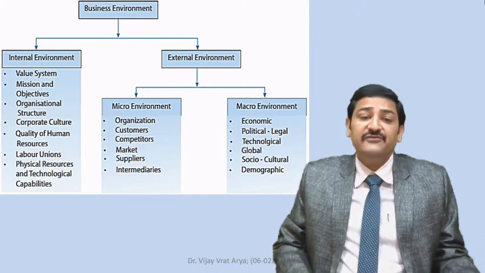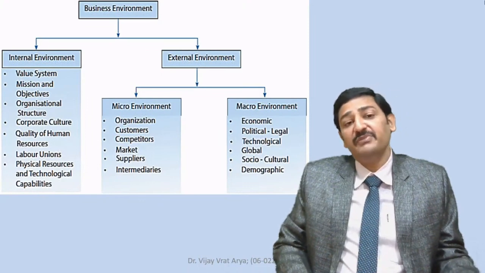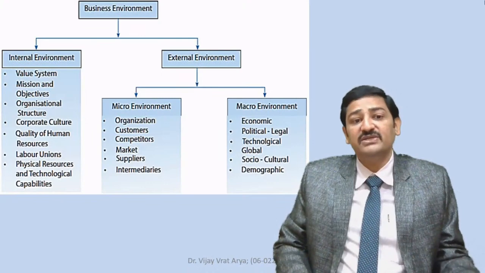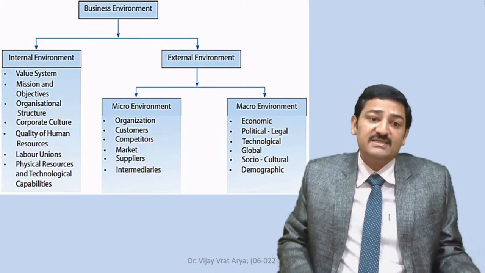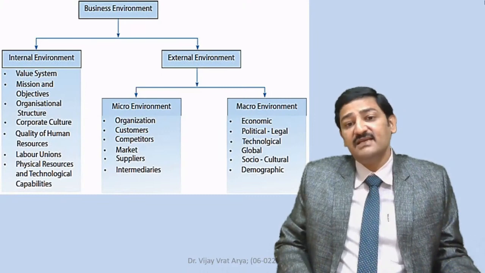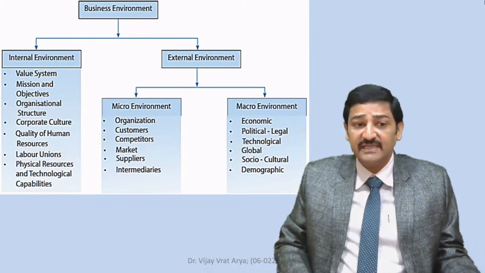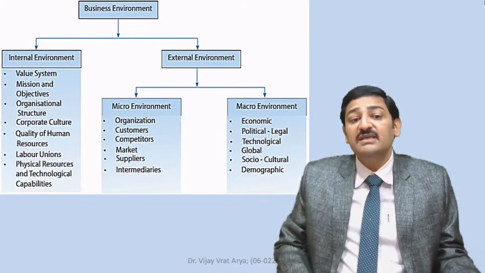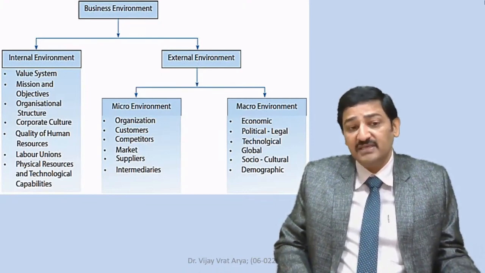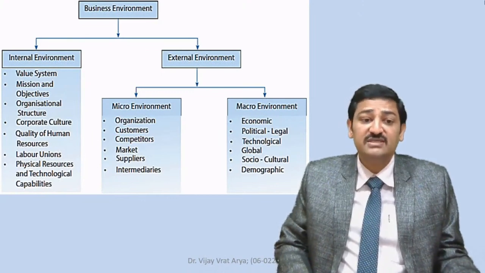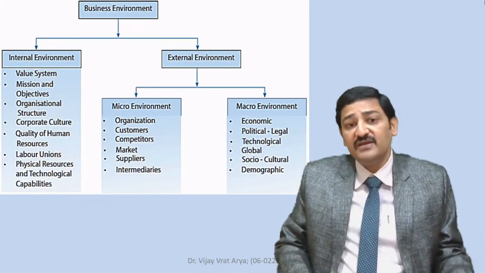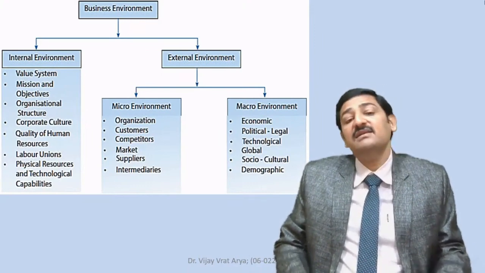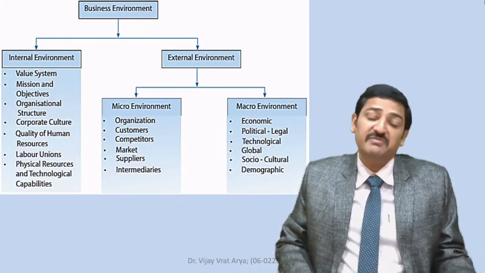On the other side, if we refer to the external environment from the point of view of the business environment, then it is further divided into two parts. One is the microenvironment, and second is the macro environment. In the case of the microenvironment, we consider the customers, the competitors' position, market position, the suppliers' position, and the intermediaries, which are not directly linked with the organization, but at the same time are a bit external and can influence the position of the market.